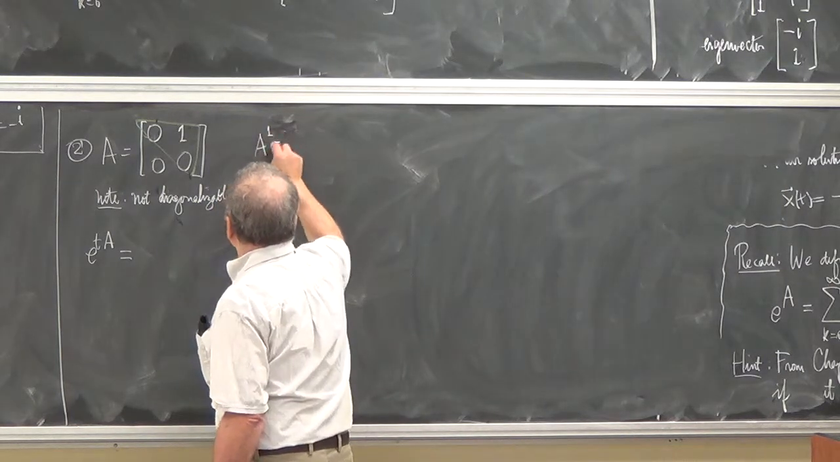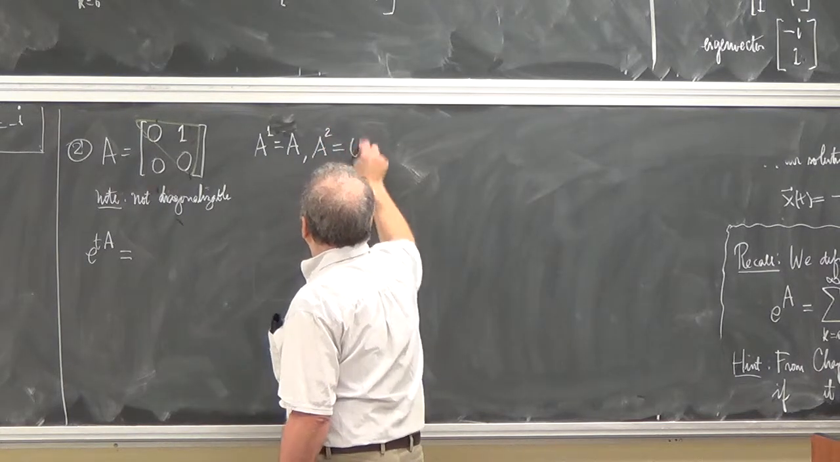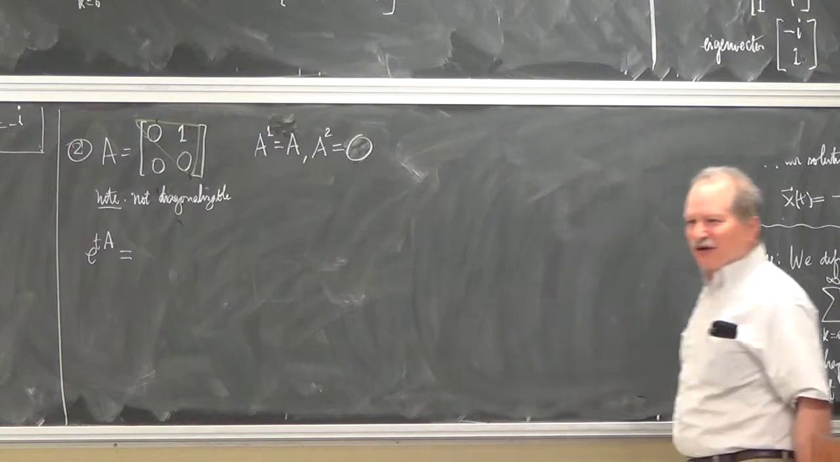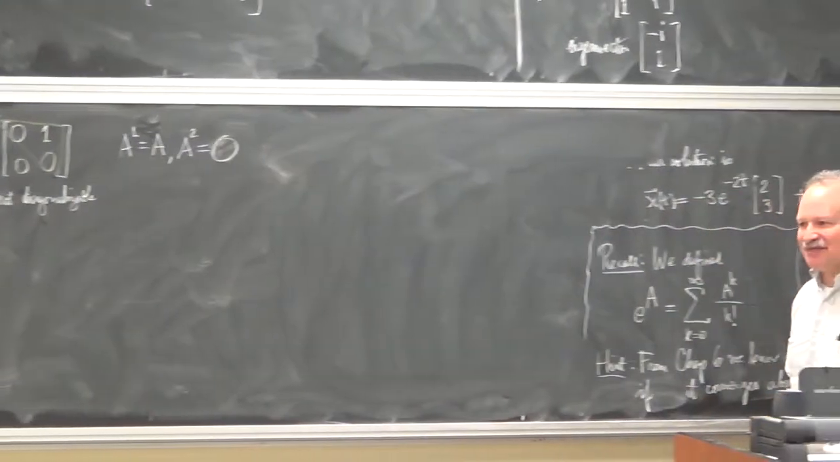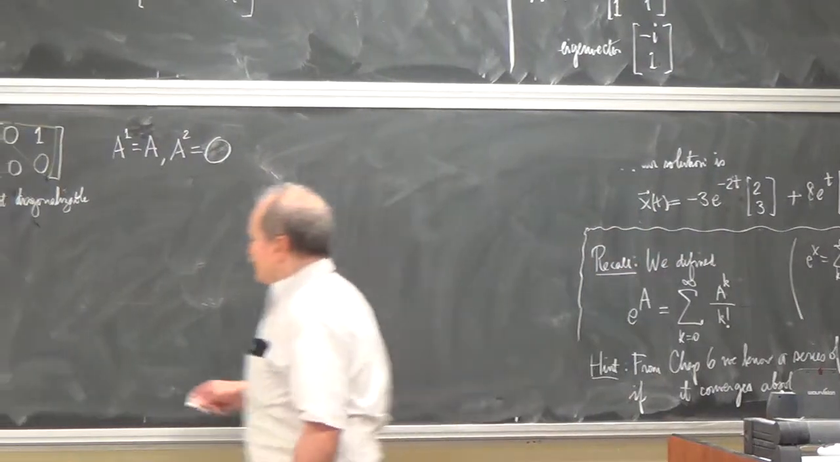A to the first is A. What's A squared? Is it 0? Yeah, if you square that matrix, you get 0. And then you multiply by A again. What's A cubed? 0. What's A to the fourth? 0. I can play this game all day. So what's e to the TA?